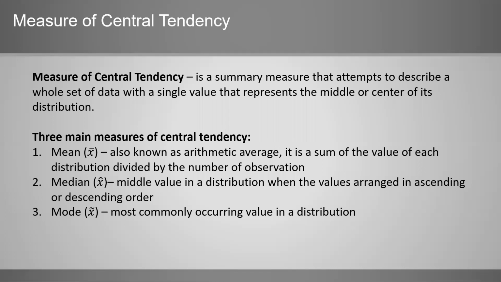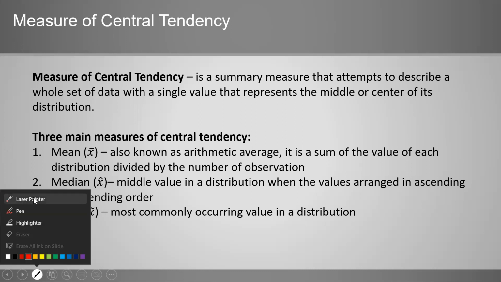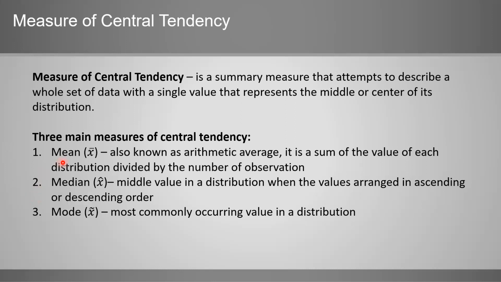Ito yung value na sentro o that will represent the whole bunch of data you have. Okay? So meron tayong tatlong value on how to measure central tendency. The first one is mean, which is also known as the arithmetic average. So usually, ito lang po ang kinukuhang value para din sa central tendency. So this is the sum of the value of each distribution divided by the number of the observation.